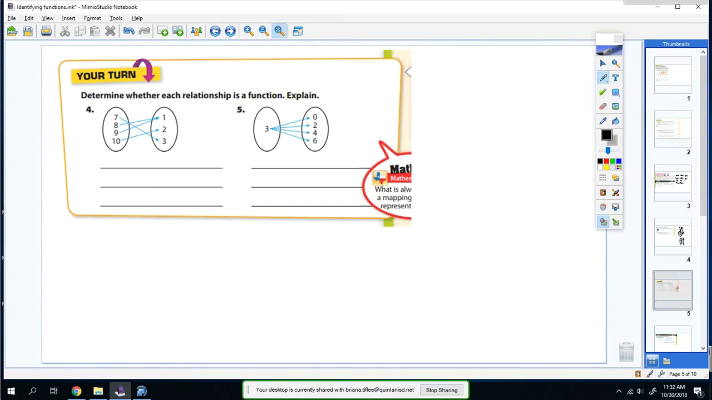All right, determine if it's a function or not. Yes, no. Because again, you can have your outputs be the same. You just can't have your inputs be the same. All right, and you would write that as a sentence.